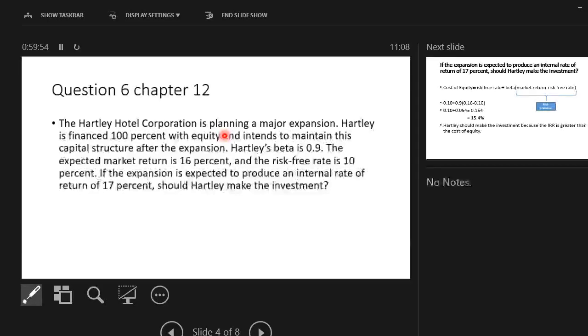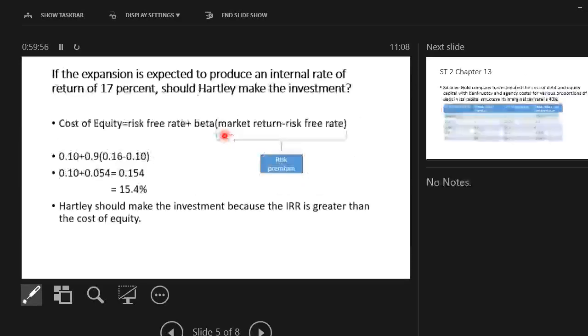All right, so we are covered. And then after that, you just go apply it in the formula. Cost of equity is equal to risk-free rate in decimal, plus beta, which you are given, multiplied by market return minus risk-free rate. So everything, just put it in decimal.